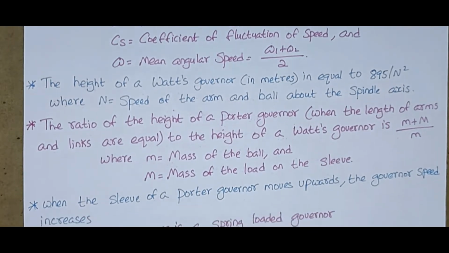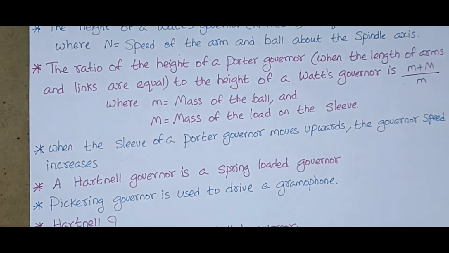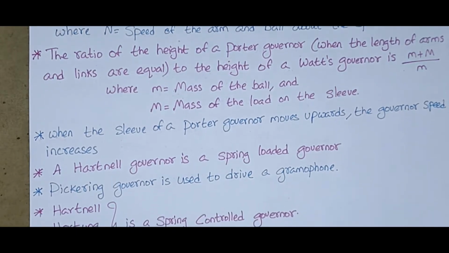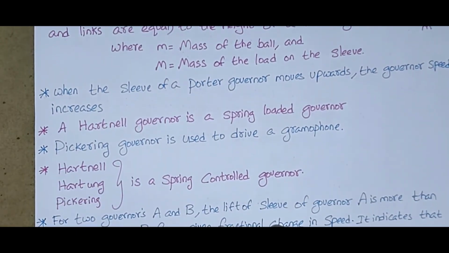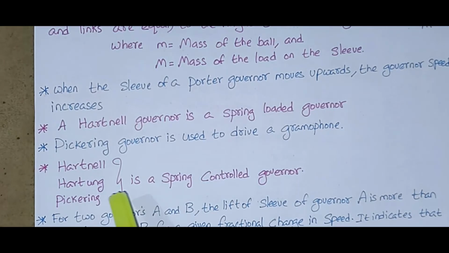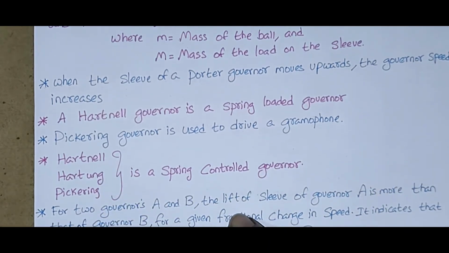When the sleeve of a Porter governor moves upward, the governor speed increases. A Hartnell governor is a spring-loaded governor. Pickering governor is used to drive a gramophone. Okay, and Hartnell and Pickering are spring-controlled governors. These three come under the category of spring-controlled governor.